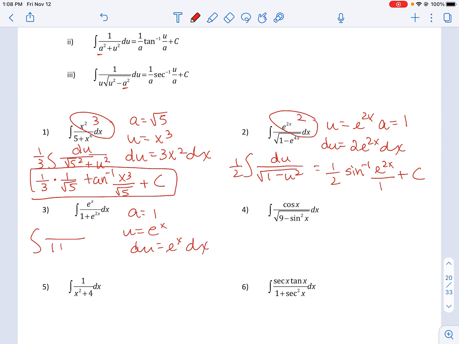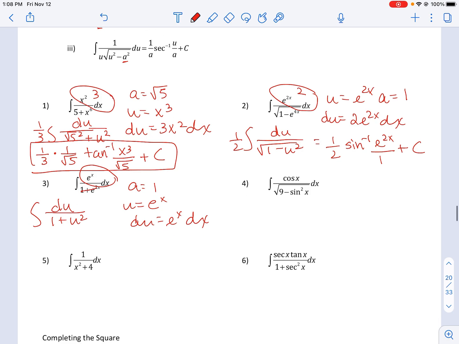So I have 1 plus u squared on the bottom. All of this is my du. Notice I'm not missing anything. So this is just going to be 1 over a, which is just 1. You don't have to write that, but you can. Arctangent of u over a plus c.